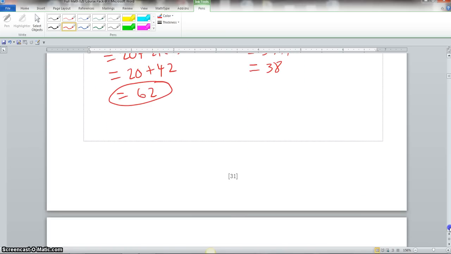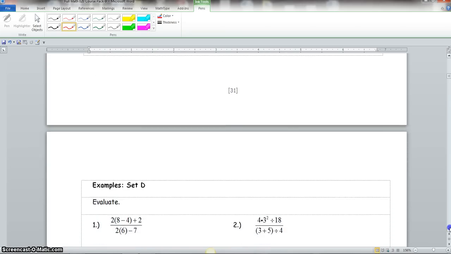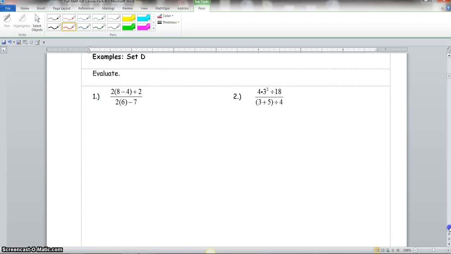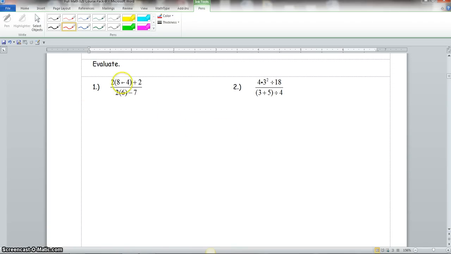Now, we go down here to example set D. Now this time we're dealing with fractions. It's still not bad. I know that you all can handle this. But what we need to do as far as these fractions are concerned, we need to do what's in the numerator, what's in the denominator, take their result, and then divide them by each other. So let's start here with the numerator.